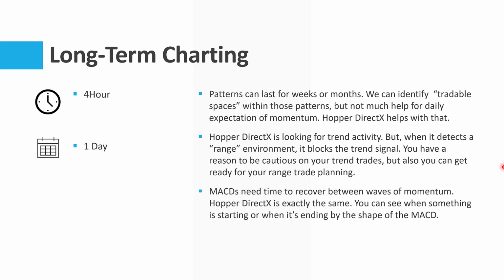HopperDirectX is an indicator that's, again, looking for trend activity. But when it does detect a range environment, it blocks the trend signal, and then you have a reason to be cautious on your trend trades, but you can also get ready for any range trade planning that you might be able to participate with. MACDs need time to recover in between their waves of momentum, and the HopperDirectX is exactly the same. You can see when something is starting or when something is ending just by the shape of the MACDs in that indicator.